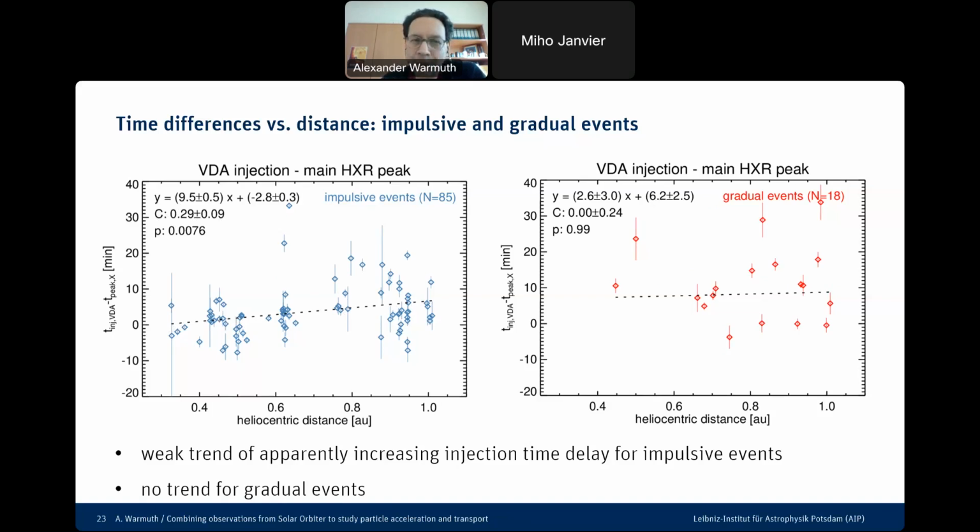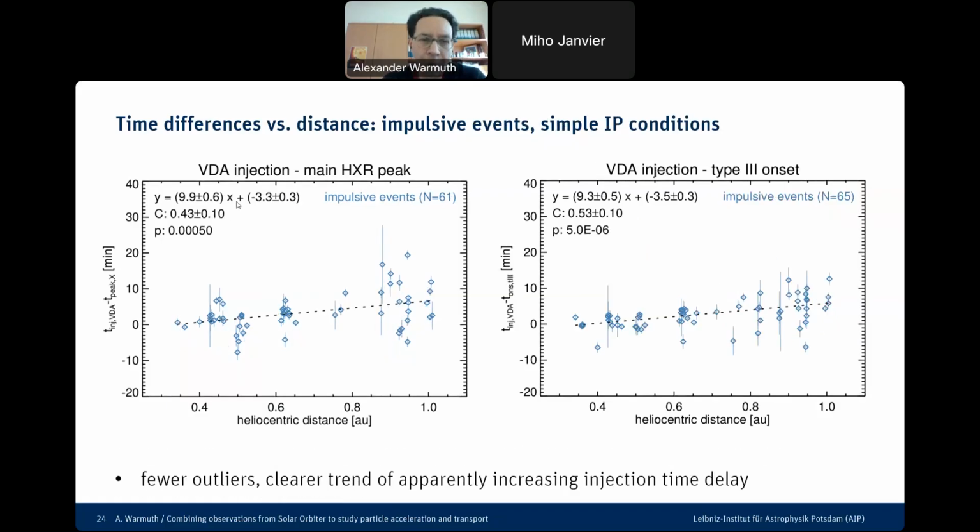But what we've done here actually is apply some filtering. We split it into impulsive and gradual events. And now we can continue to do some filtering, since we still have a decent number of events, and filter for different parameters. I want to show you one example. This is now only for the impulsive events. On the left here, again, for the main hard X-ray peak. On the right here for the type 3 burst onset. Basically, you see the same trend.